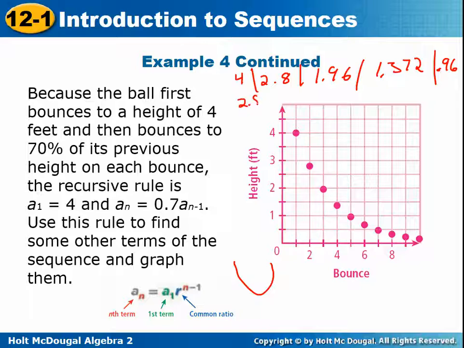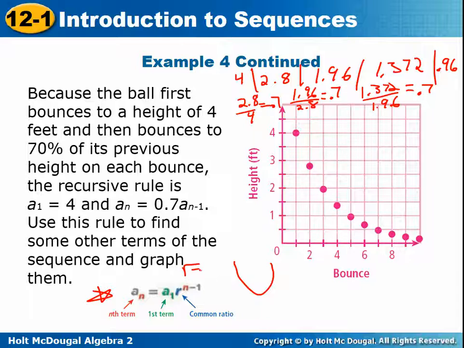Let's take 2.8 over 4, and then take 1.96 over 2.8, and 1.372 over 1.96. Let's see if this is exponential, because if it's exponential, we'll find the common ratio, and then we can use this as our geometric explicit formula. So it's 0.7, interesting. Maybe we should have realized that. 1.96 divided by 2.8 is also 0.7, because each time we multiplied by 0.7 to get to the next one. So our common ratio is 0.7, which is the 70%.